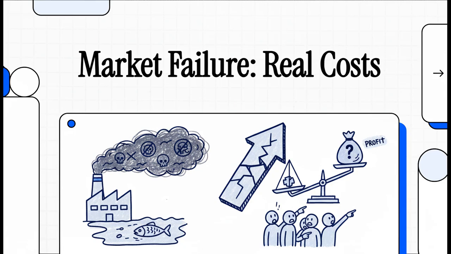Today we're taking a really deep dive into a concept that sits at the very core of microeconomics and, more importantly, your future corporate strategy. We're talking about market failure. We're going to pull apart the hidden costs that almost never show up on a company's balance sheet, but society ends up paying for them every single day.